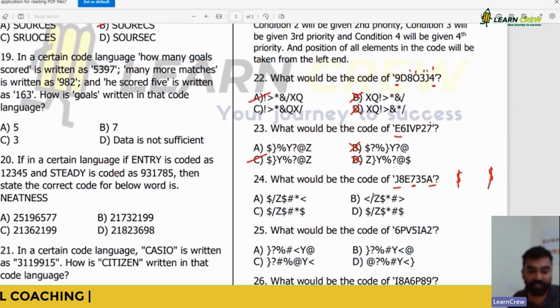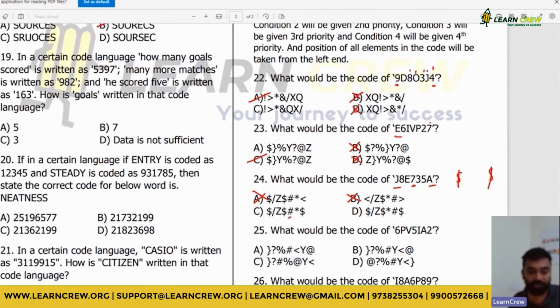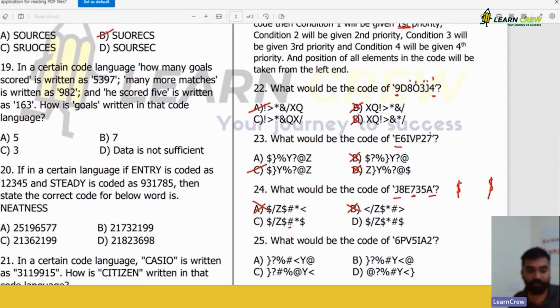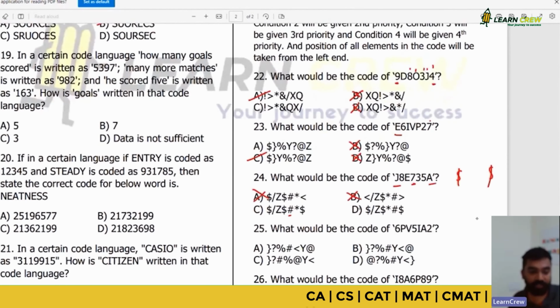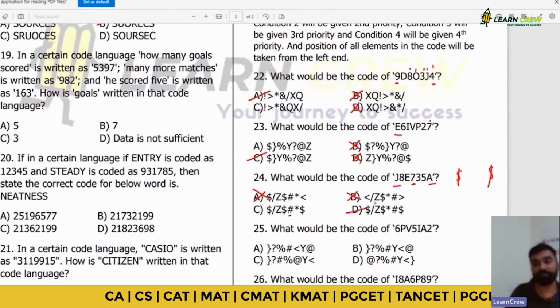So obviously it's not this option, it is not this option. It can either be C and D. Now in C and D, which are the things which are going to change? 1, 2, 3, 4, 5. The fifth position is changing. Fifth position means it is 3. 3 is going to be written as star. So obviously D is the answer. Is that clear or not?